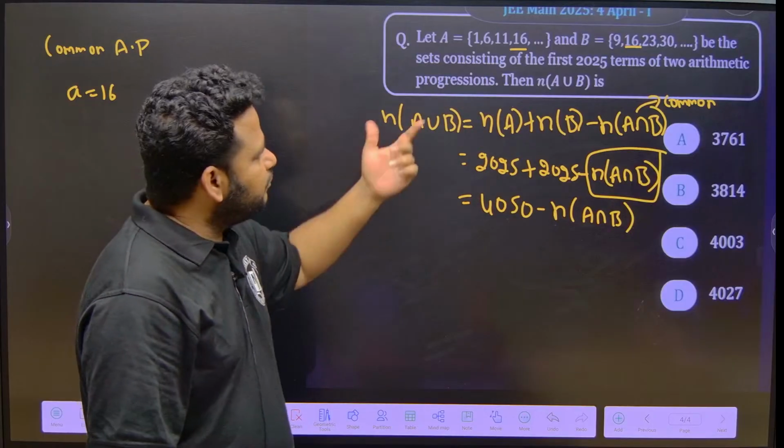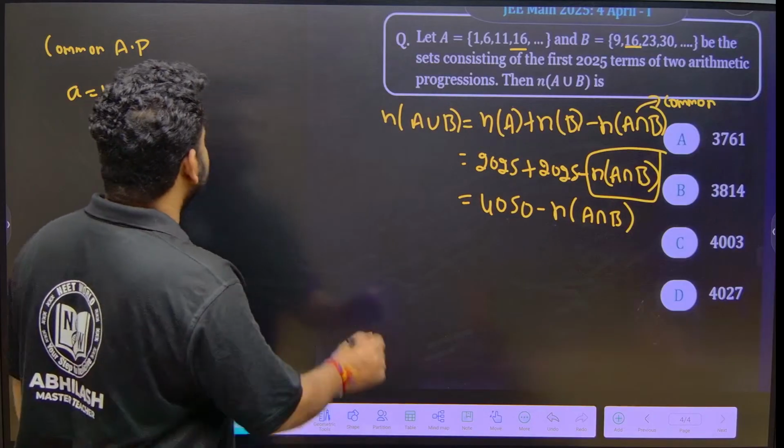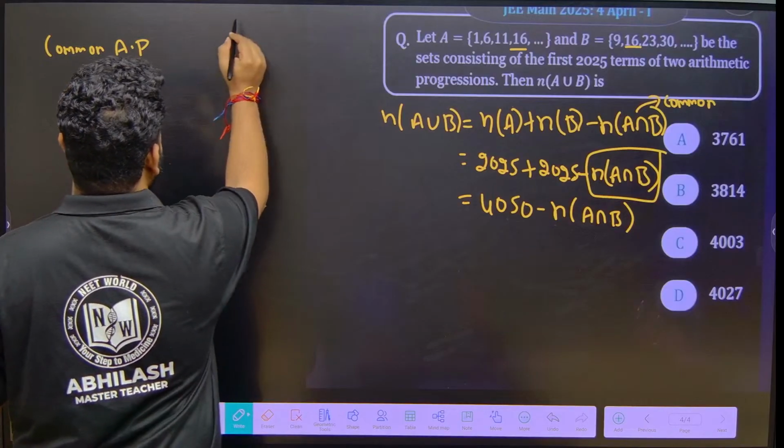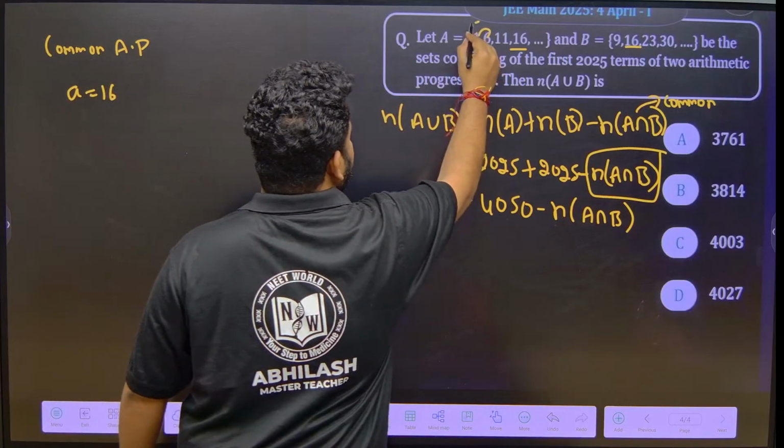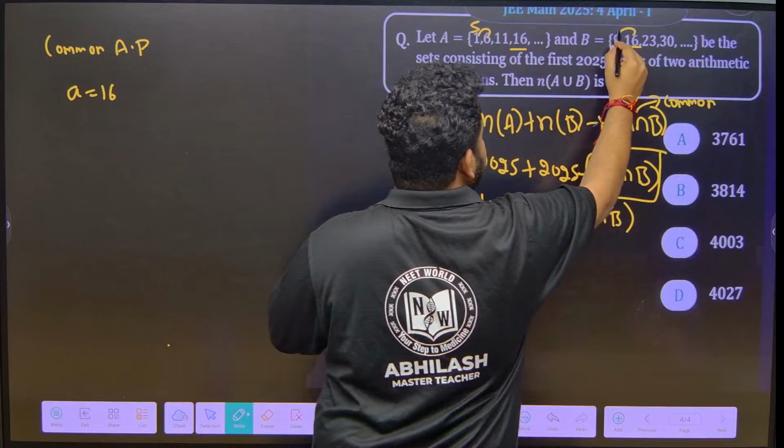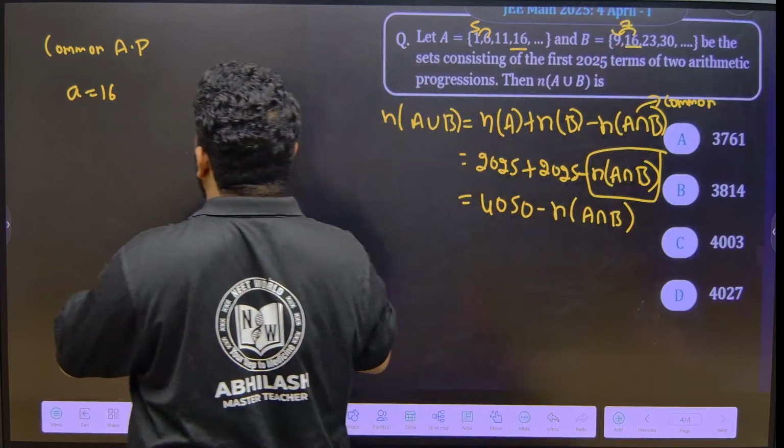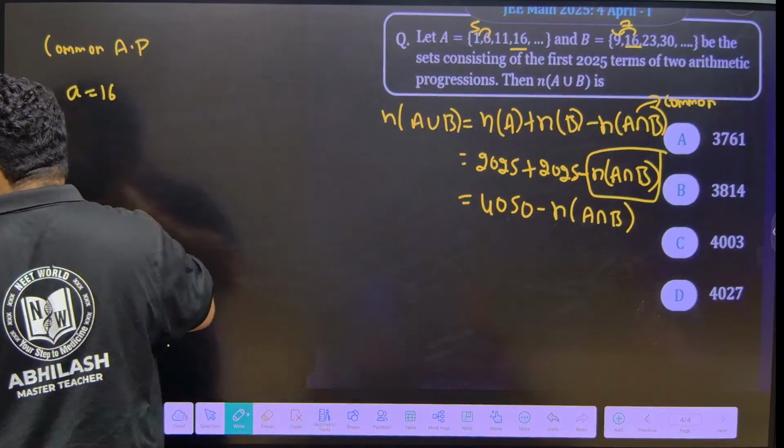Now I have to find the common difference. Common difference of the first AP is 6 minus 1, 5. Common difference of the second AP is 16 minus 9, it is 7. So what is the common difference of this common AP?